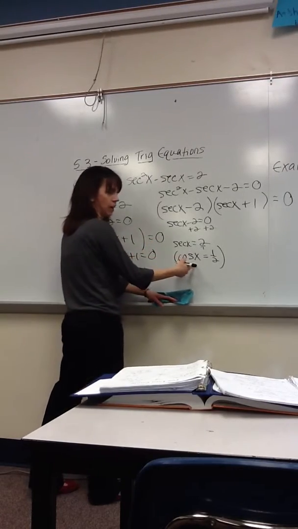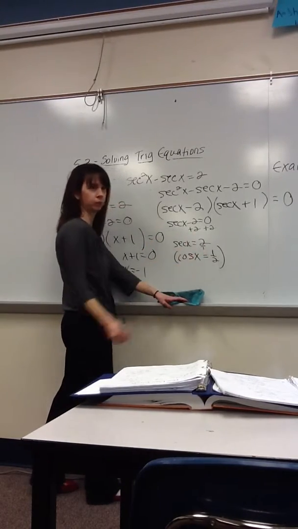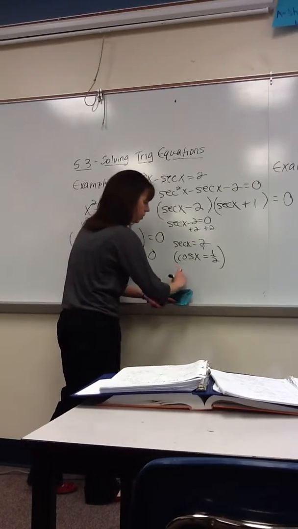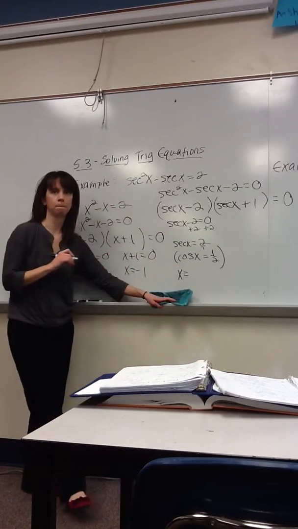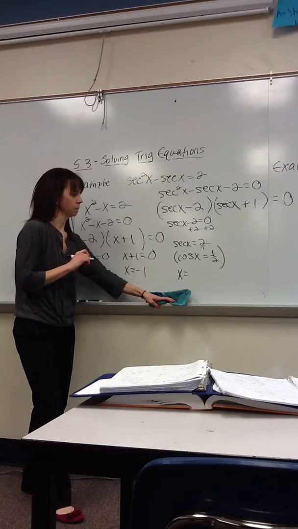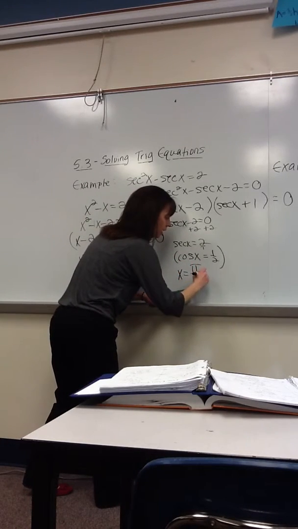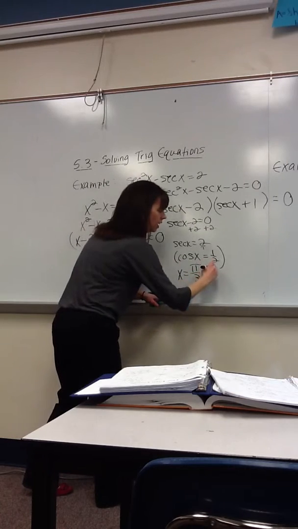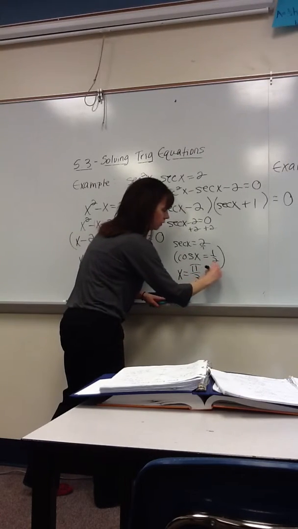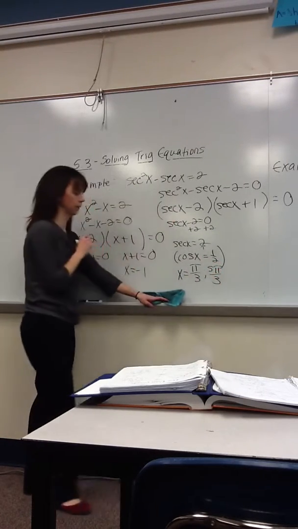Where is the cosine 1/2? So help me out here. What is it? Pi over 3. Okay, thank you. Pi over 3 and 5 pi over 3. All right, thank you guys.